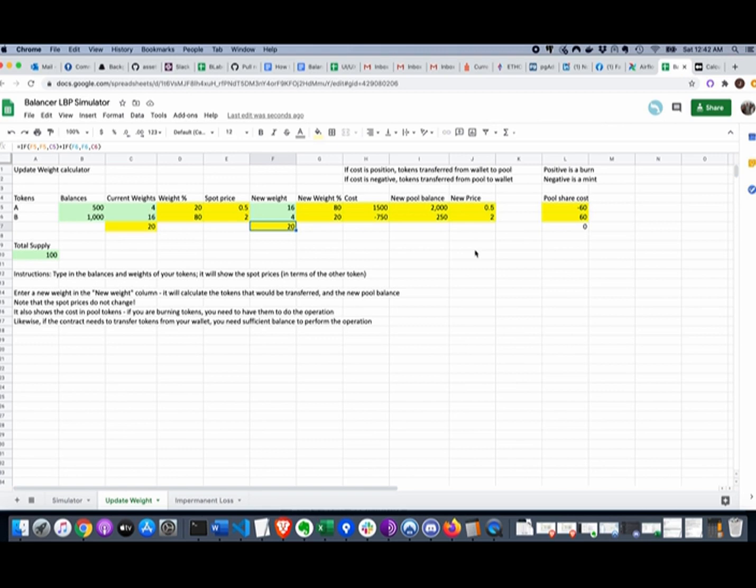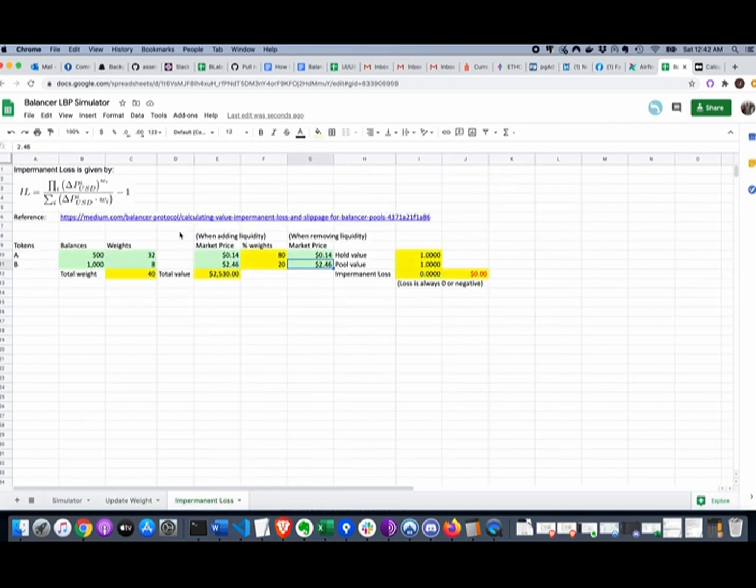And finally, we have the impermanent loss calculator. You can follow this reference to read about it in great detail. But basically, impermanent loss is the risk you run when providing liquidity. The value of your pool shares should go up over time because of trading fees, but if prices diverge a lot between the time you enter and the time you exit, you can actually lose versus holding.